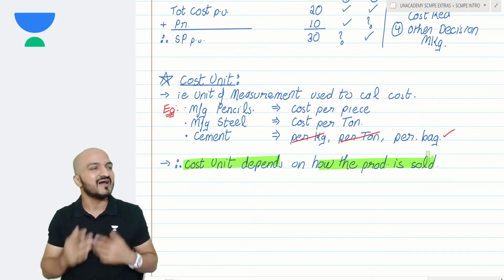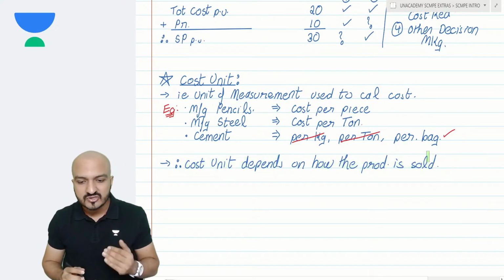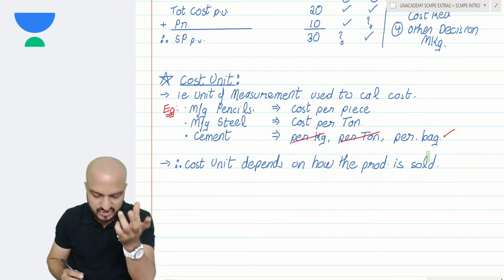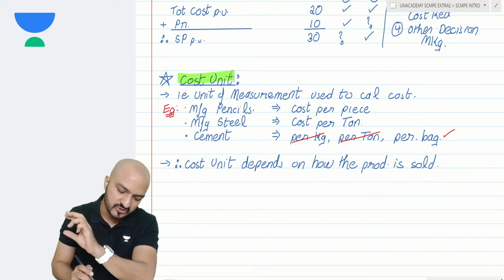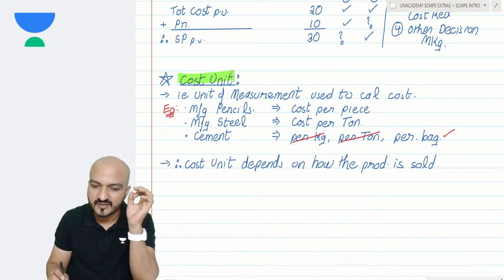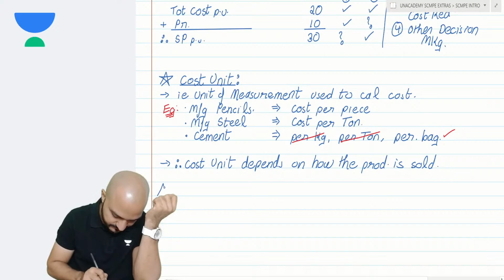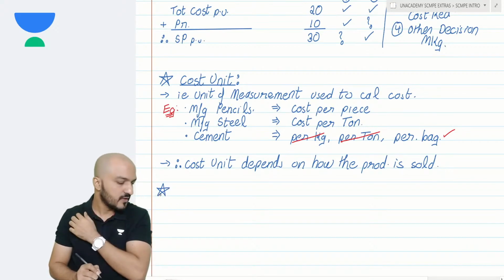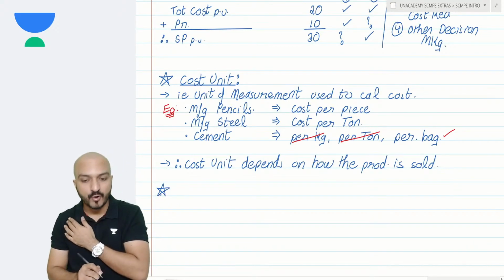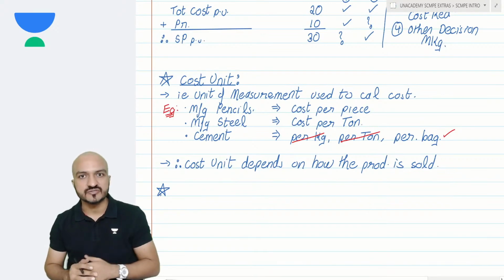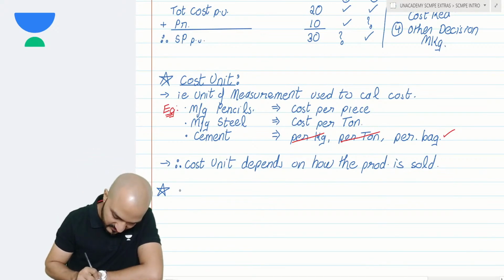Before you start calculating the cost of any product, you should decide what your unit of measurement should be. The unit of measurement is called the cost unit. Okay, now that takes me to my next discussion, an important discussion to start calculations, which is about types of cost.